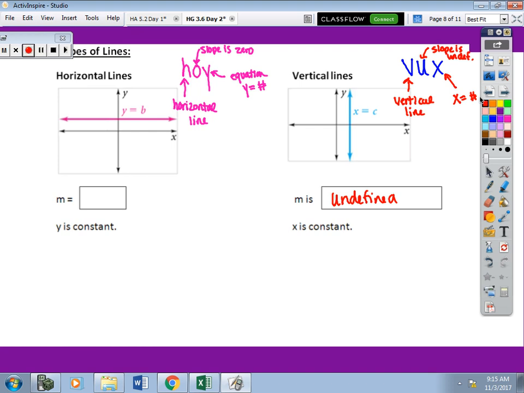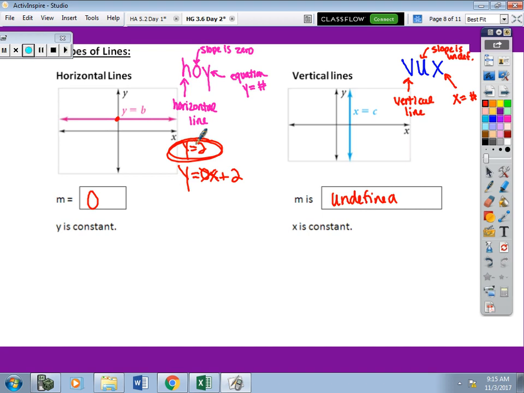Okay, so when you see a horizontal line, the slope is always 0. The equation for that line is just y equals whatever the y value is. So this one, for example, could be y equals 2. Really, it's y equals 0x plus 2, because there's a slope of 0, but we just don't write the 0x part. So the equation of a horizontal line is always y equals some number.